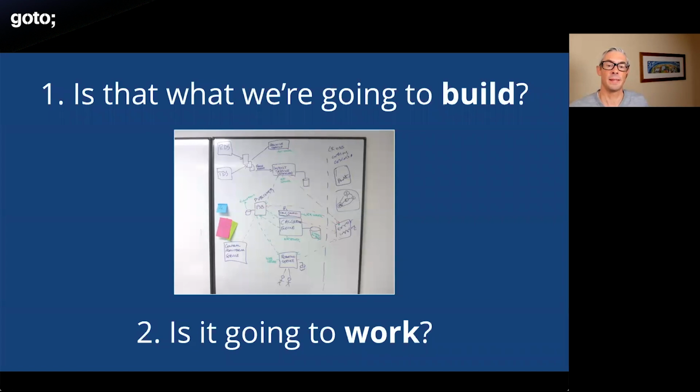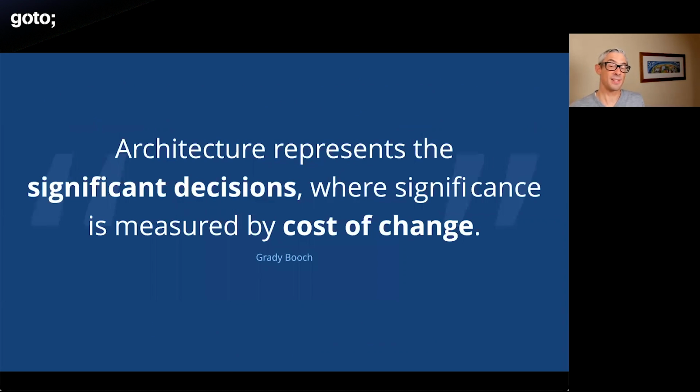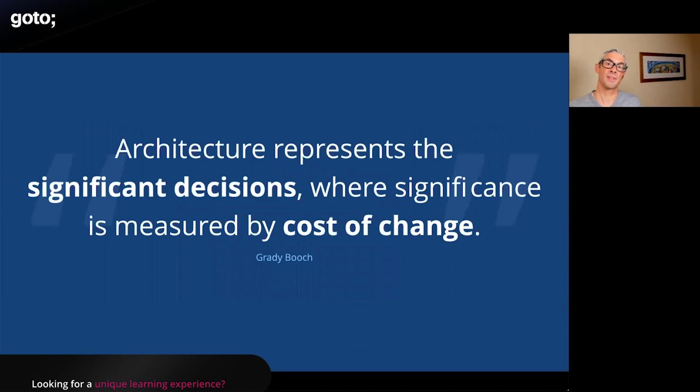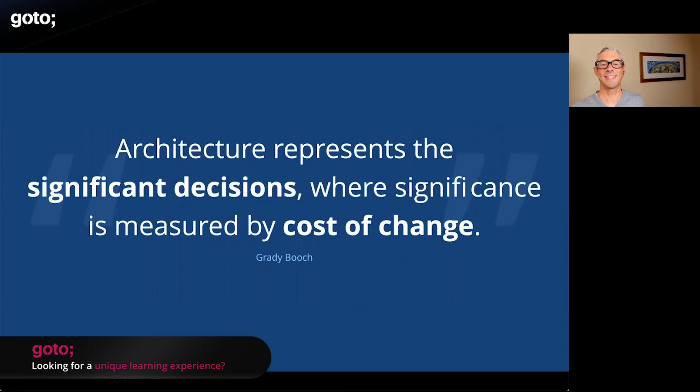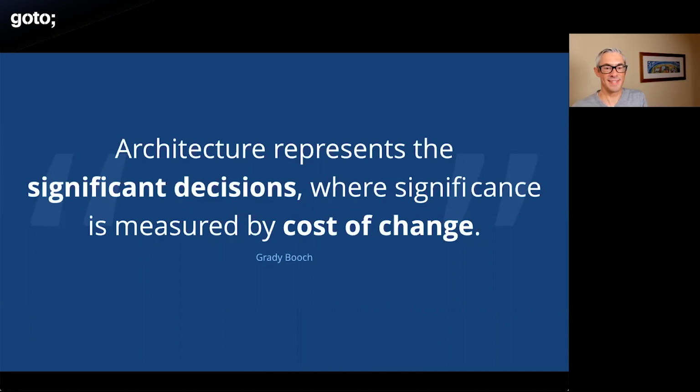In order to get to the point of drawing diagrams on whiteboards, you need to make some decisions. And there's a really nice quote by Grady Booch where he talks about his definition of architecture. And he says this: architecture represents the significant decisions where significance is measured by cost of change. And the reason I like this definition of software architecture is that it really says some design decisions are more important than others.